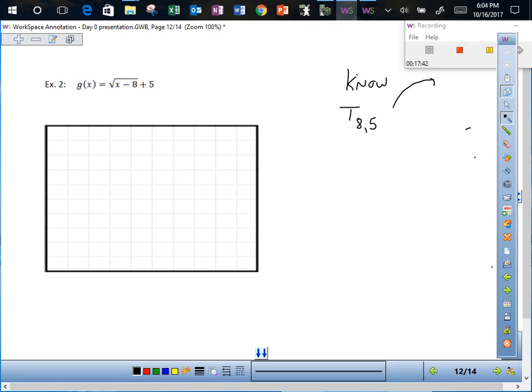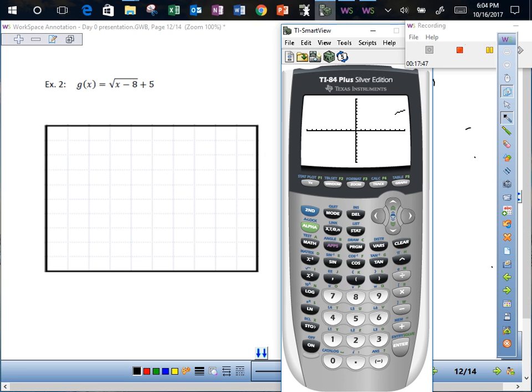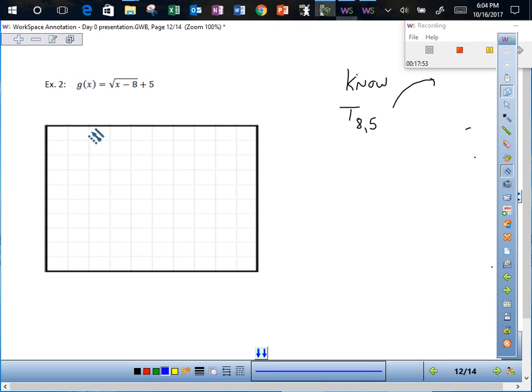So like I said, a lot of different options. Notice that when you look at your graph, I don't need anything over here. So I'm going to set my y-axis way over here. I'm going to set my y-axis way over there.